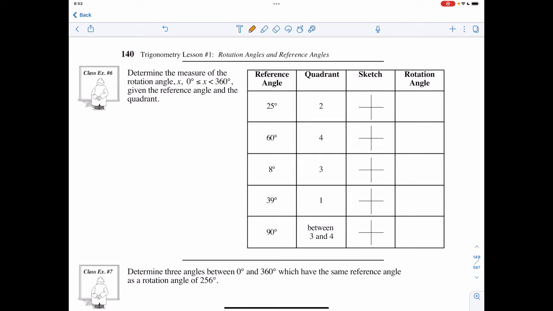Which means that based on the reference angle and what quadrant it is, I can solve for the rotation angle. I can say that if I'm in quadrant 2 and I have a reference angle of 25 degrees, then there's my reference angle, there's my rotation angle, and the rotation angle is going to be in quadrant 2, 180 minus 25, or it's going to give me 155 degrees.